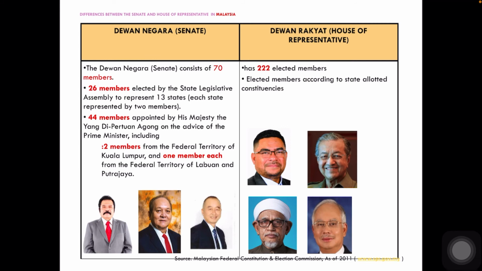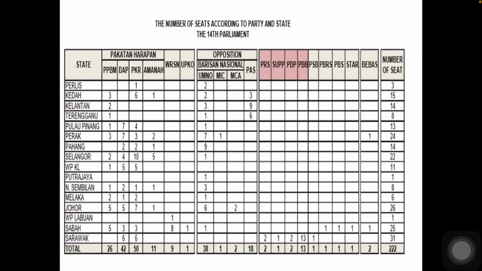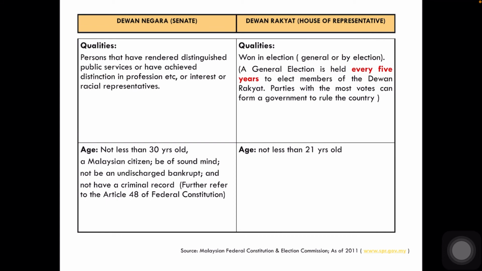Dalam Dewan Rakyat kita ada 222 ahli parlimen. So, these elected members is accordingly to the state allotted constituency. So, biasanya untuk Dewan Negara, Dewan Rakyat ni kita dah pernah cover dalam PAD 102, dalam PAD 120. So, kita recall balik dalam PAD 240. So, kita akan tengok orang kata apa, qualifications for Dewan Negara ataupun Senator and also Dewan Rakyat.